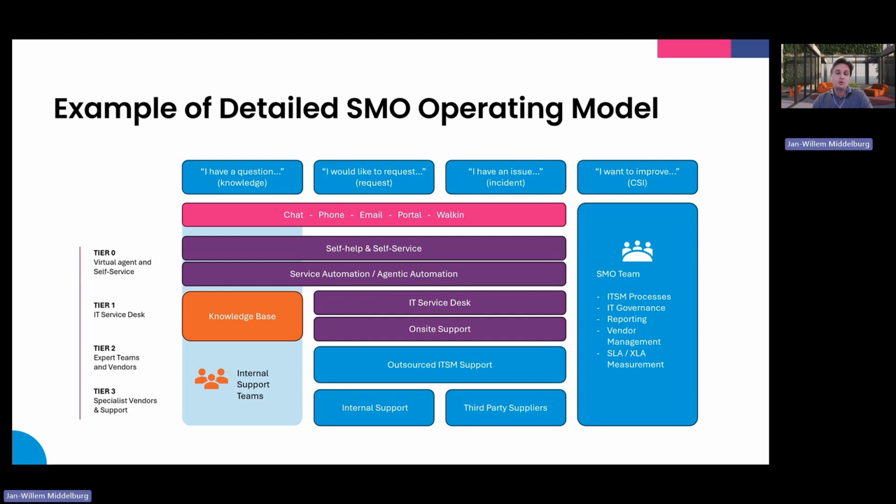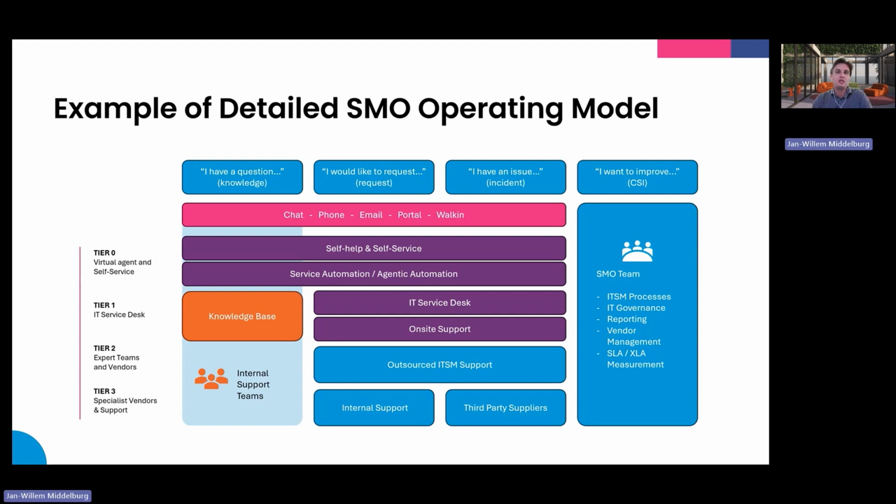What I also personally always strongly recommend is that the SMO team takes ownership of the service management tool. Think about the different tools that are available. Somebody needs to manage this. And you generally don't want to let this be managed by a third-party vendor. You want to build up in-house capabilities, maybe supported by a technical vendor, but ownership of the ITSM tool should always be with the SMO team.